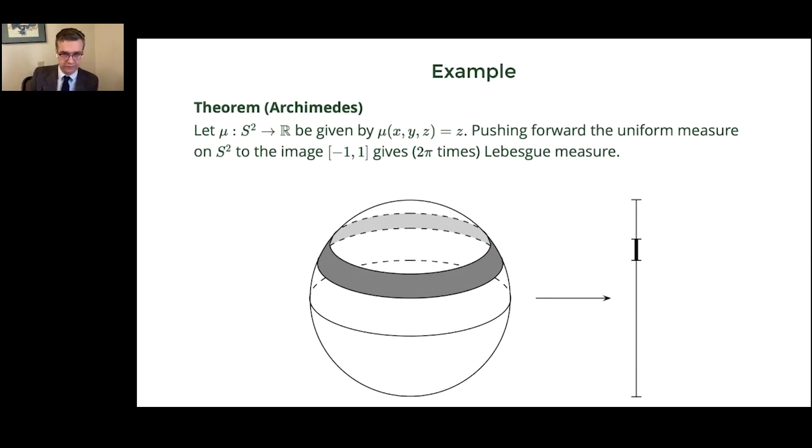So this is a calculus problem that I'm sure many of us have assigned to students. What's the area of the dark gray strip of the sphere? Well, it's just 2 pi times the height difference between the bottom and the top. It doesn't matter where you are. It's only the height difference between them. Which is kind of surprising the first time you see it. So that tells you that the push forward measure is 2 pi times Lebesgue measure on the interval.